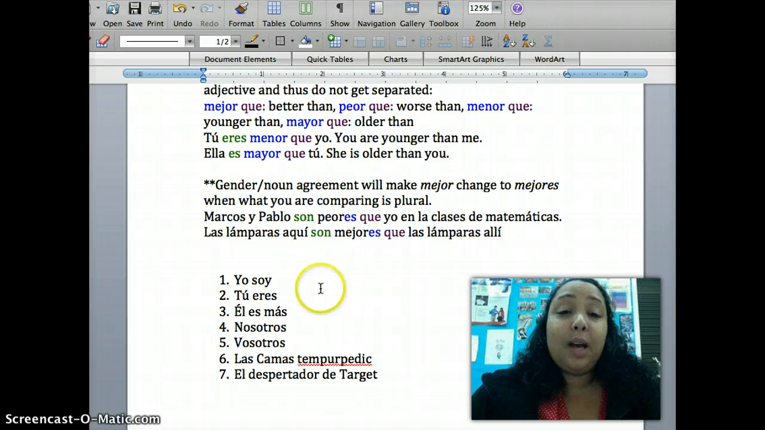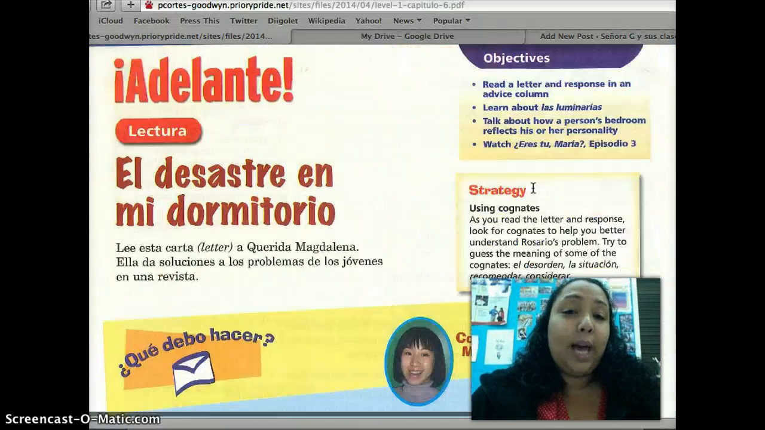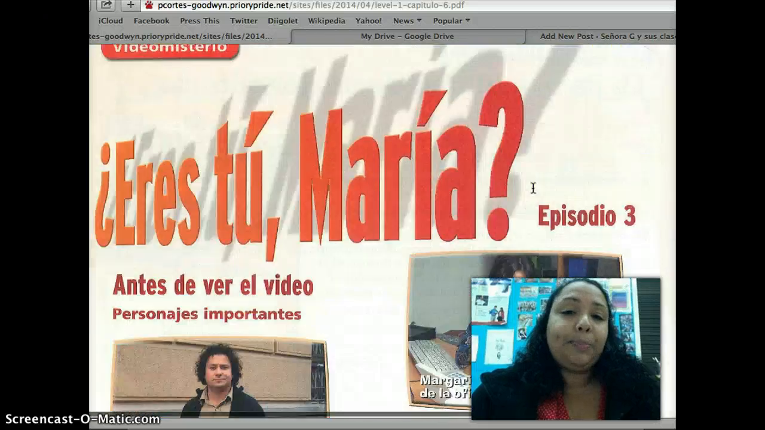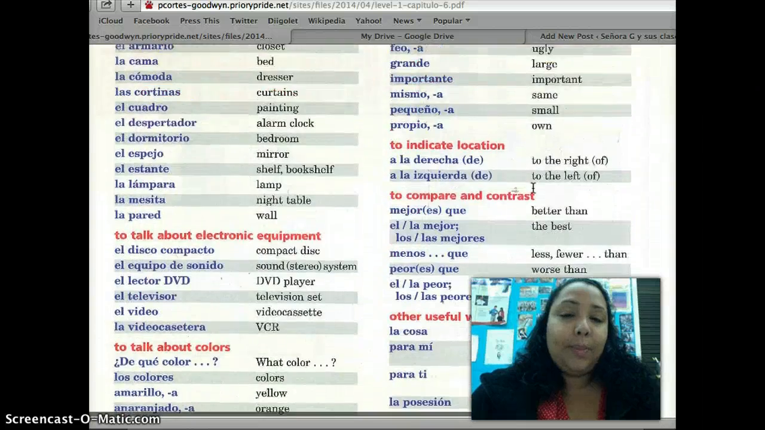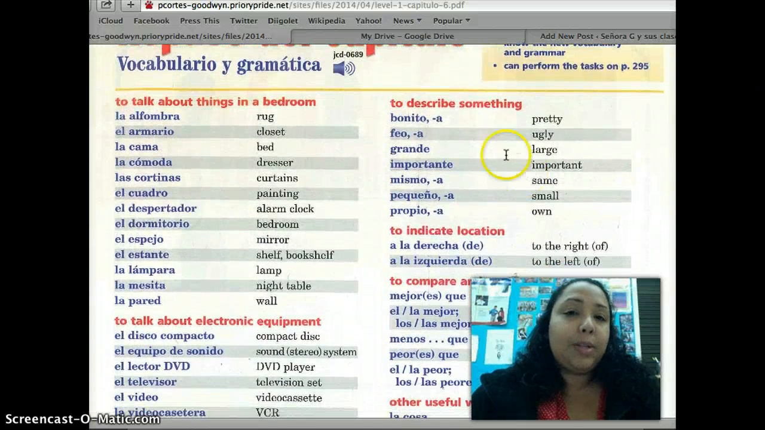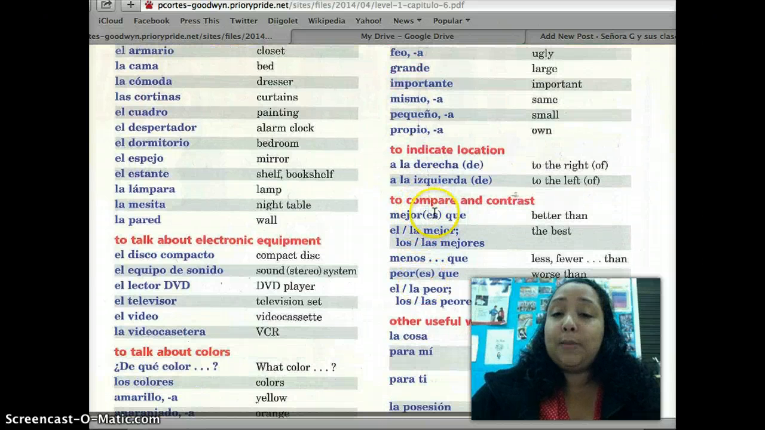So right now we're going to do just a couple of examples together. I'm going to flip back to the textbook and scroll down to the vocabulary list, and you may want to do that on your screen too. I'm going to focus on the descriptive words up here. Bonito, feo, grande, importante, pequeño. And then of course you see here we have mejor, which becomes mejores. La mejor, el mejor, los mejores, las mejores.